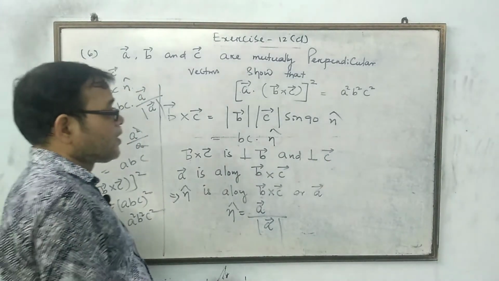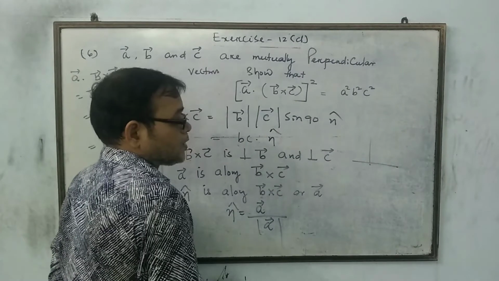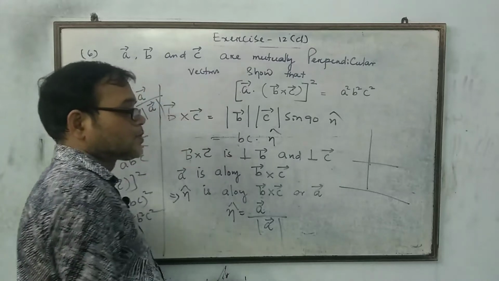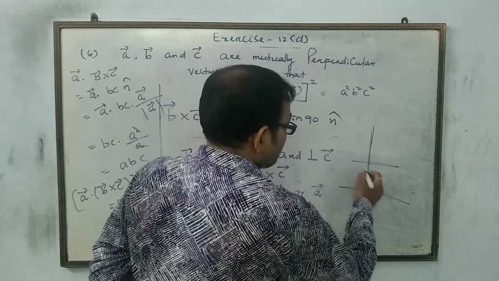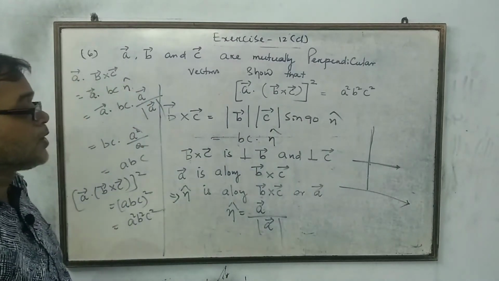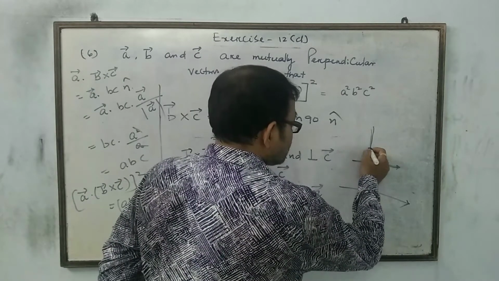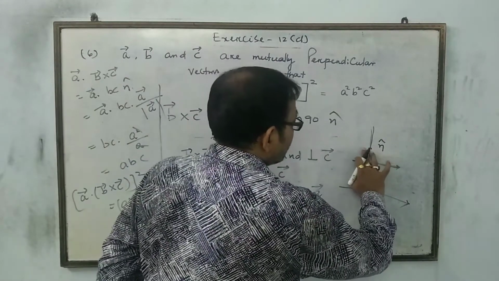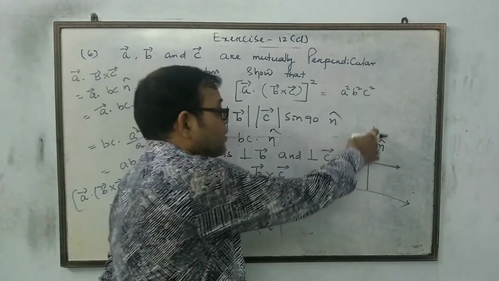This is a vector which is perpendicular to this vector, and this vector is also perpendicular to this vector. Observe what I am going to say. If these vectors are like this, then I can say there is a unit vector which is acting along this vector. There is a unit vector which is also acting in this direction. Let us take that unit vector to be n cap.